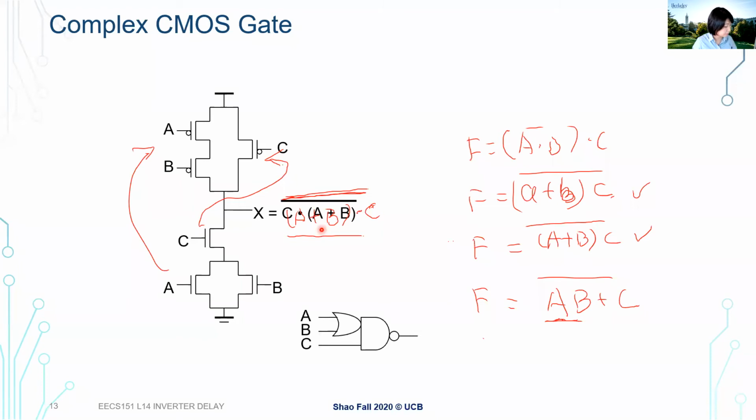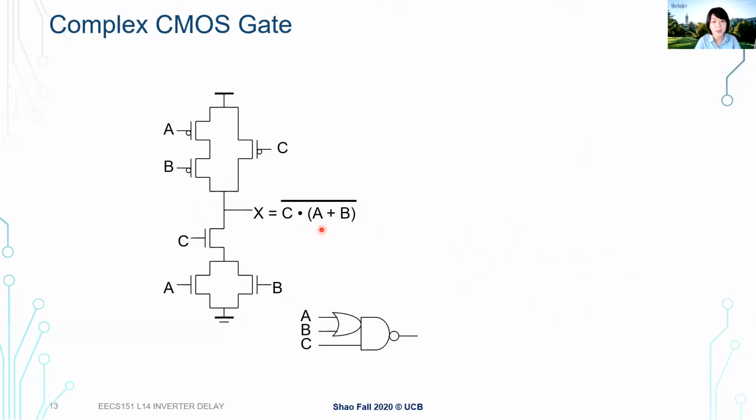Let me clear this. And sometimes if you look at this function, we do an OR gate first, and then we have an AND gate next, and then we have this bubble here, which is an inverter next, right? So sometimes you see people call this an OAI gate because this is doing OR, AND, and inverter.